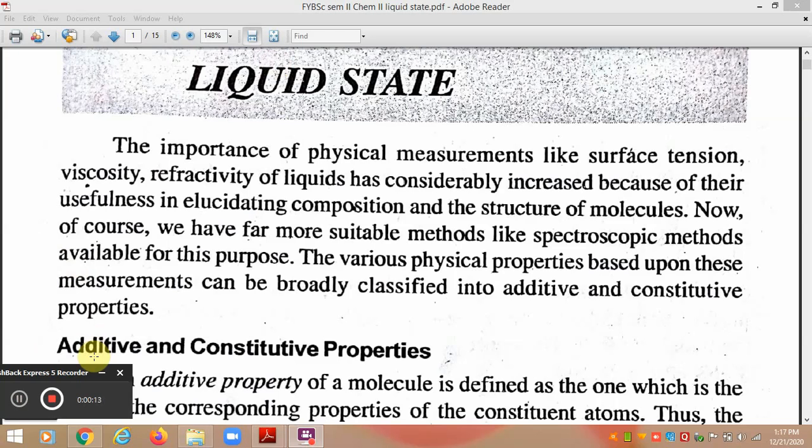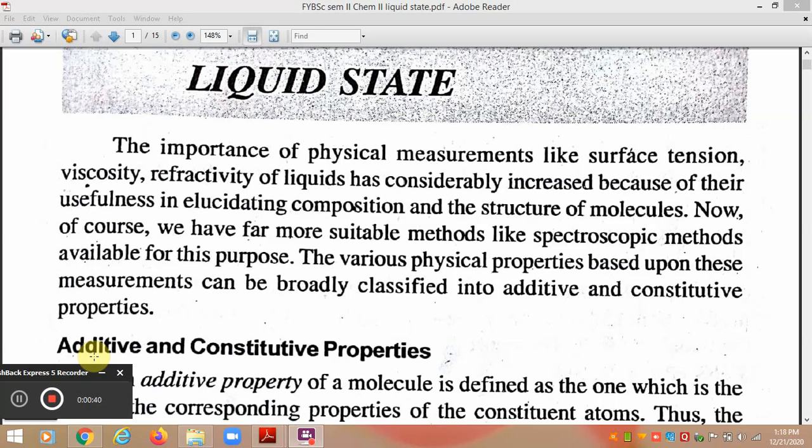Dear friends, in the previous part of the videos, we have completed the topic chemical kinetics from unit number one. In chemical kinetics, we have discussed different concepts like order of reaction, molecularity of reaction, rate law, first order, second order, third order reactions, and the different methods for the determination of order of reaction.